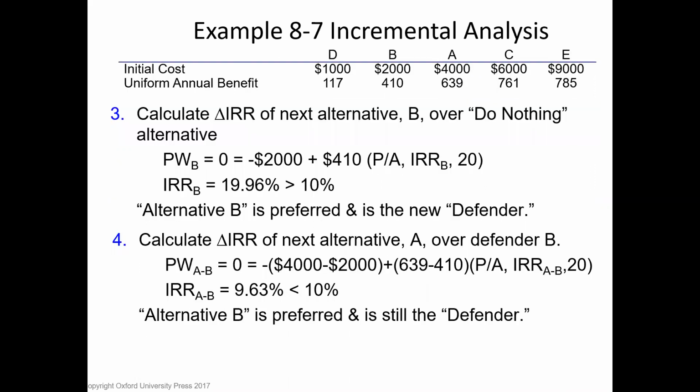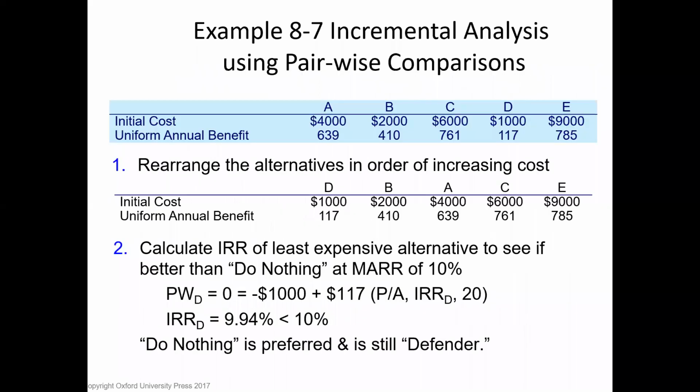The third step is to calculate the internal rate of return for the next alternative. So you do this pairwise. This is the way the pairwise comes in. And that shows you that alternative B is preferred and is the new defender. So B is better than D.